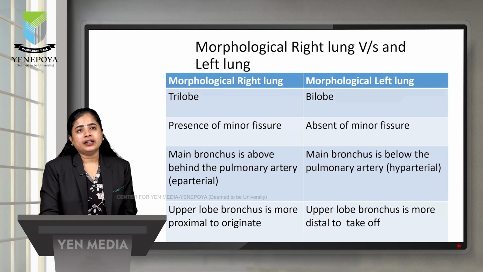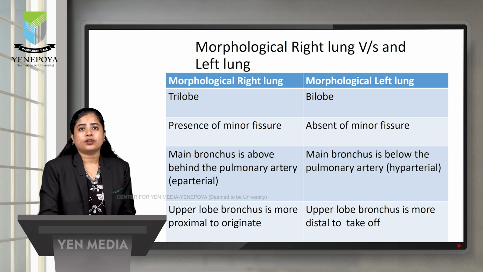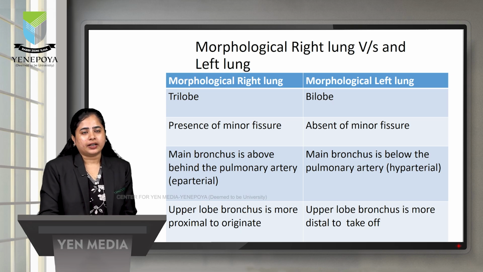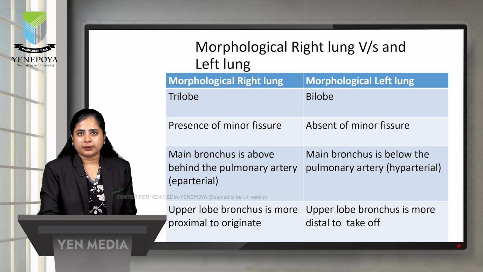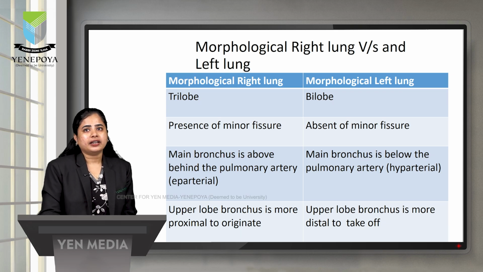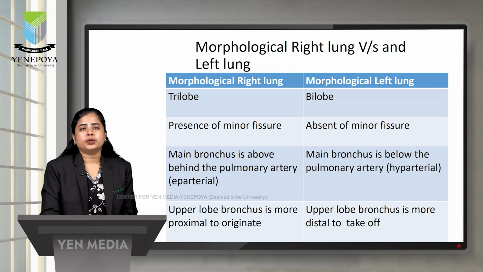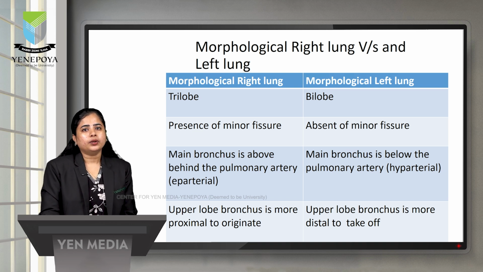So right lung will be trilobed, and because of the trilobe it consists of a minor fissure, and that is absent in the left lung. The main bronchus is above and behind the pulmonary artery, whereas in the left lung it is below the pulmonary artery. The upper lobe bronchus takes off more proximally, whereas in the left lung it is more distal to take off.